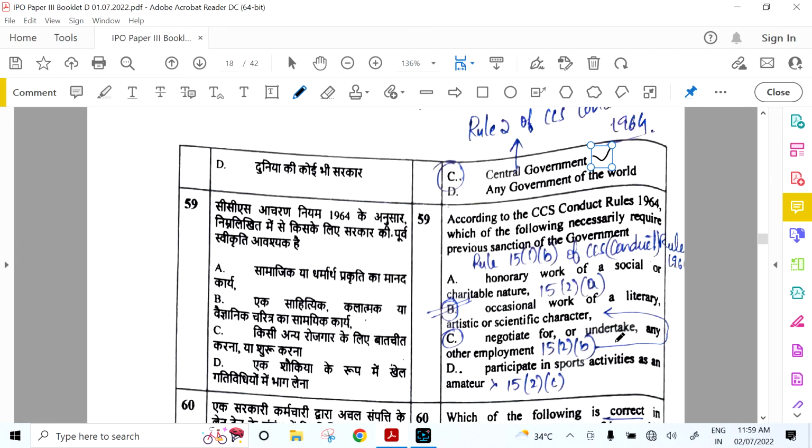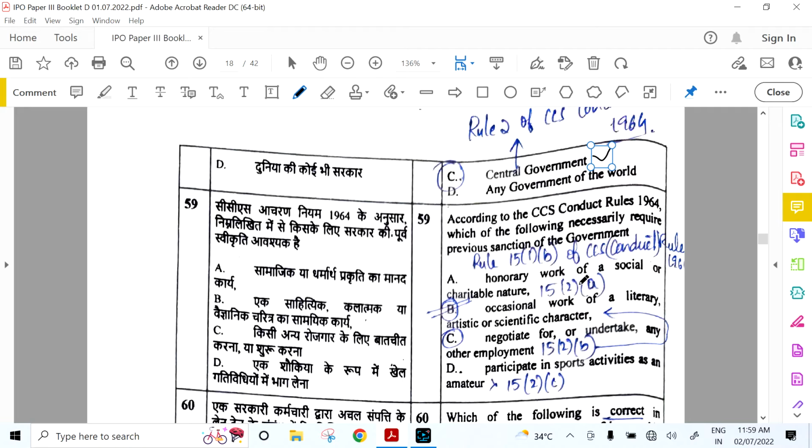According to the CCS Conduct Rules 1964, which of the following necessarily require previous sanction of the government? Honorary work of social and charitable nature, 15.2a. Occasional work of literary and artistic or scientific character. Negotiate for or undertake any other employment. Participate in sports activities as an amateur, 15.2c.